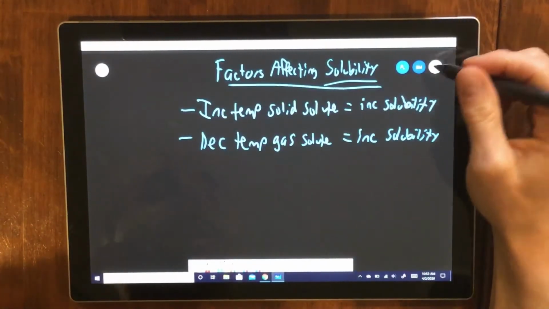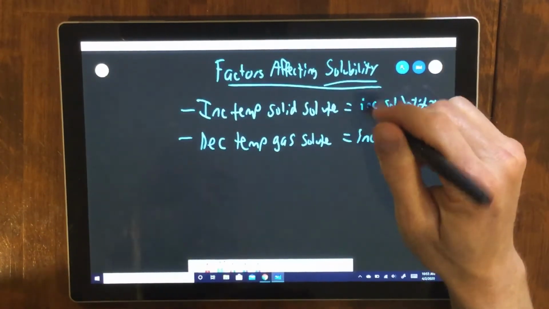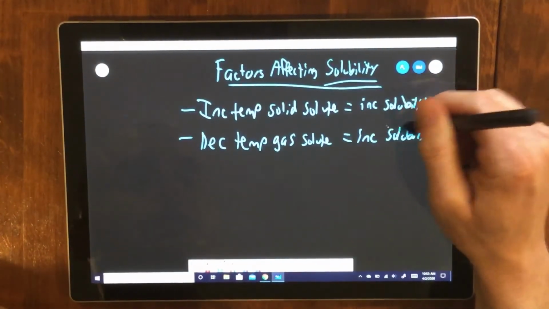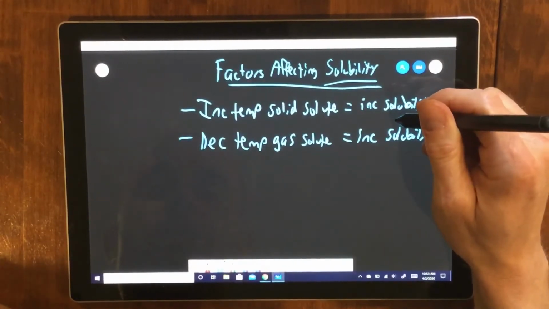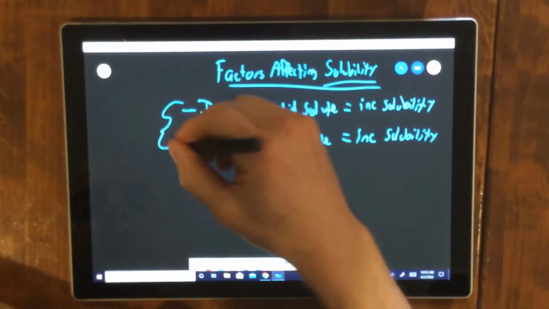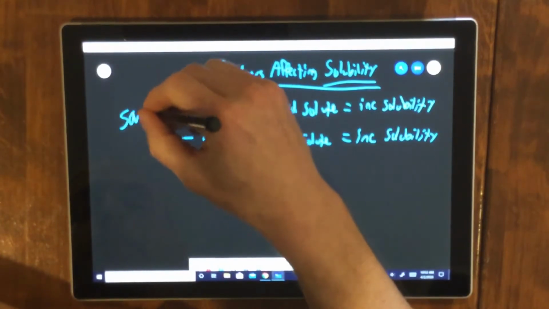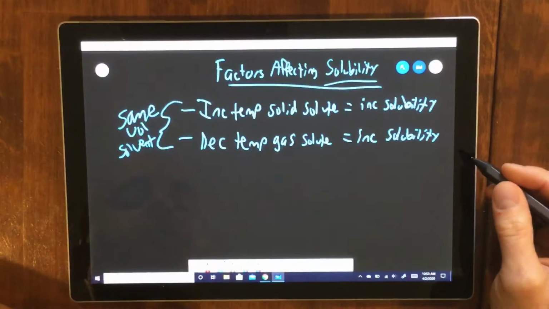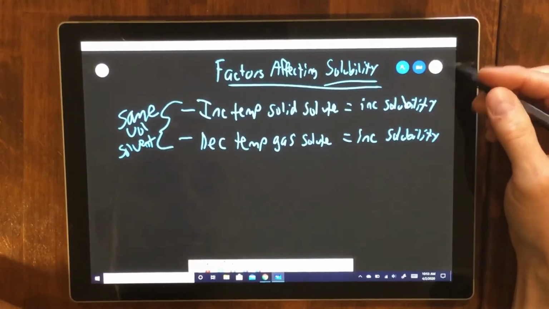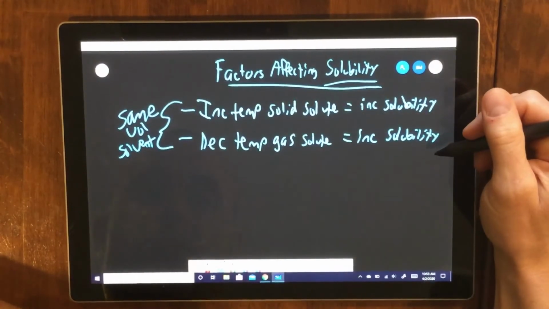Basically these are the two big ones. I don't want to confuse you, but those are the two big ones as far as increasing solubility with the same amount of water, right? So this is not changing. Same volume of solvent. If you add more water, then of course you can add more solute, right?